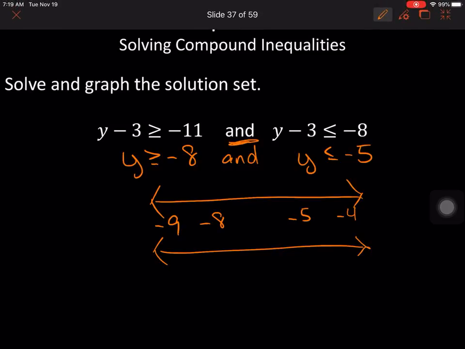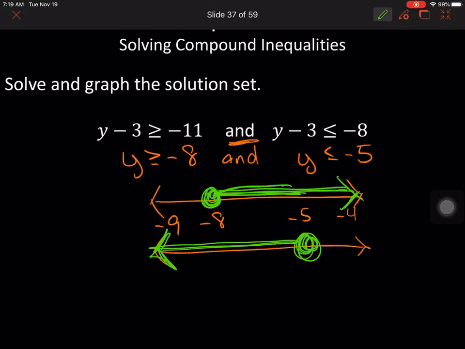And so y greater than or equal to -8 would be right here, and it would shade in this direction, all the way right, greater than -8. Less than or equal to -5 right here, it would shade in this direction. Now my solution, and I think you can see this, my solution is the overlap.